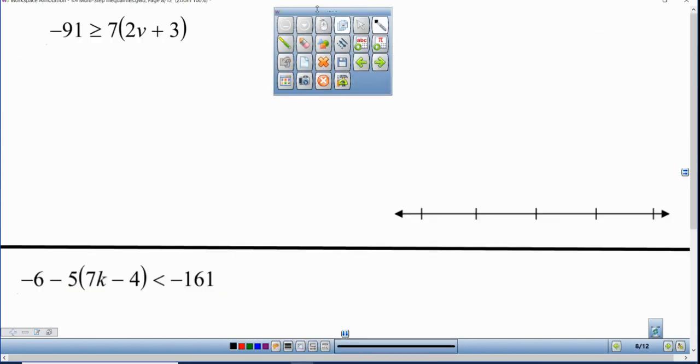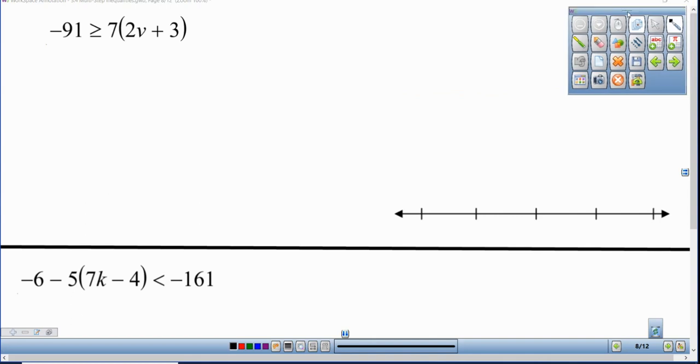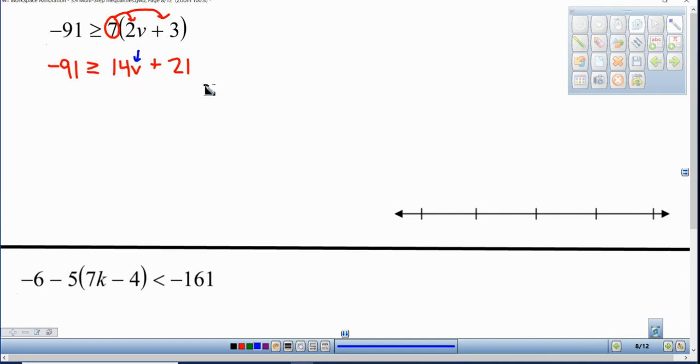Let's take a look at a couple more. In this one, you might notice parentheses are introduced to the inequality, and therefore we're going to be doing a distribution. We're going to take that 7 and distribute, and that would give me 14v, and 7 times 3 is 21. I'm going to get the variable term by itself first, which is 14v, and then get the variable by itself. To get rid of the 21, we subtract 21.